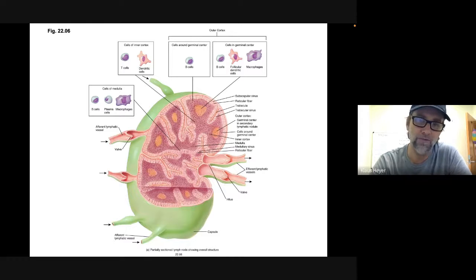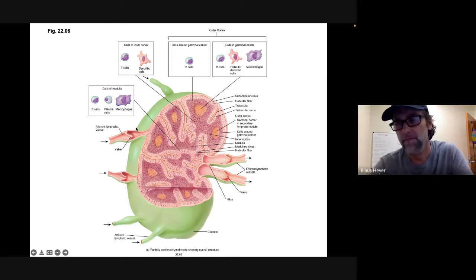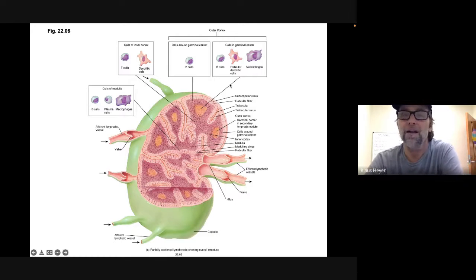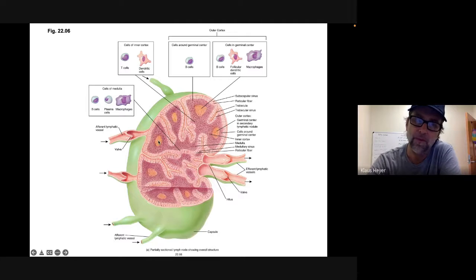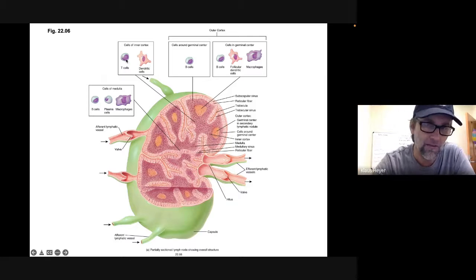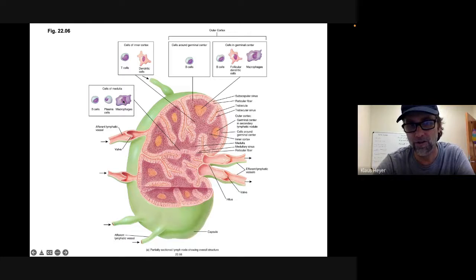I'm just kind of showing you, right? Here's a lymph node. And actually, I'm probably going to wrap it up after this, even though we're kind of early here. Here's a lymph node, same idea. Capsule, there's a capsule around the lymph node. Here's the cortex. And then this middle part is the medulla.